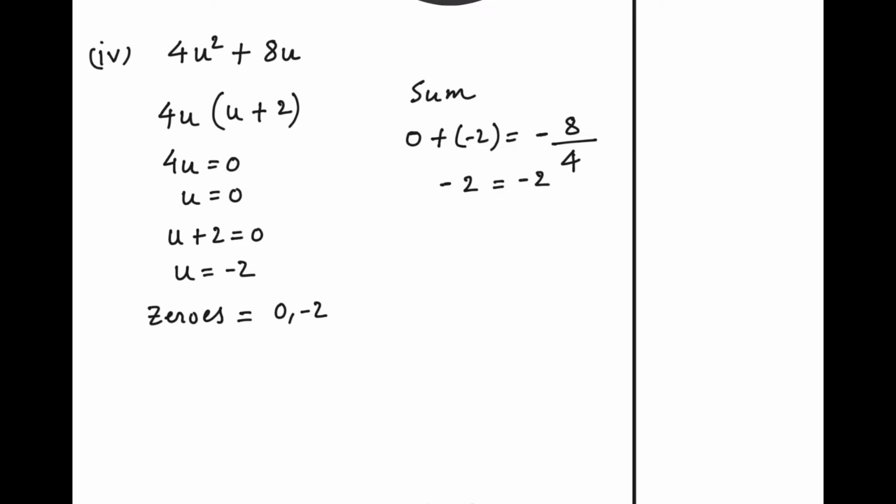Now let's verify the product. The product of the zeros is 0 into minus 2, and on the right hand side we need to look at the constant term divided by the coefficient of u square, which is 4. So 0 into minus 2 is 0, and then 0 divided by 4 is 0. So we have proven that the product of the zeros is also equal.